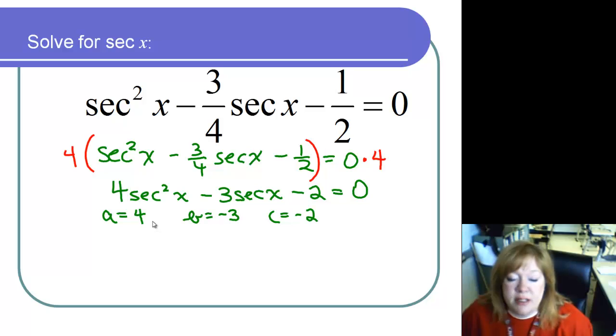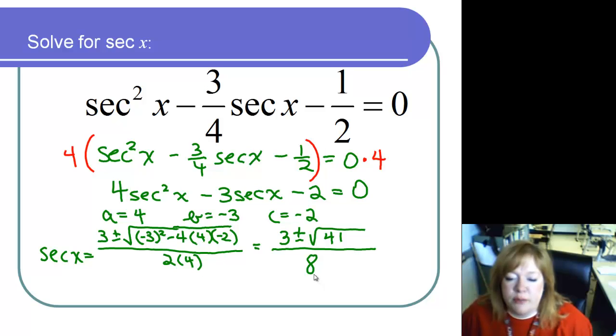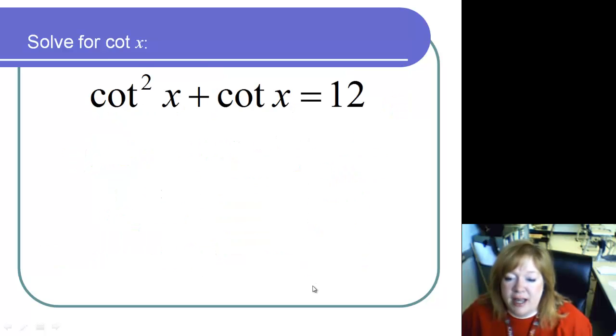So remember, it's the opposite of b plus or minus the square root of b squared minus 4ac, all divided by 2a. So secant of x, instead of just x, is going to be the opposite of b, which is positive 3, plus or minus the square root of negative 3 quantity squared minus 4 times 4, which is my a, times a negative 2, which is my c, all divided by 2 times a. In this case, a is 4. Then all I do is simplify that out, and I get 3 plus or minus square root of 41 divided by 8. I cannot simplify that at all, so I am done. That's all I have to do.